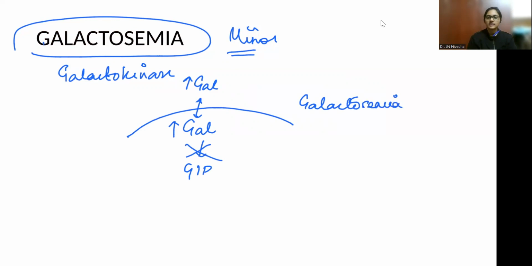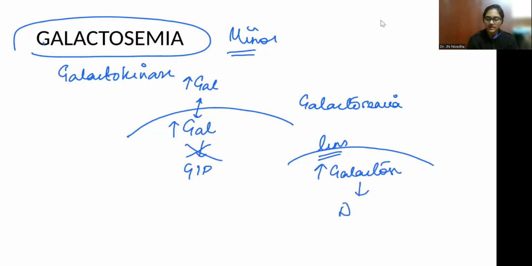This excess galactose in the circulation can enter even your lens fibers. In the lens fibers, what can happen? Excess galactose can get converted to dulcitol by the enzyme aldose reductase.